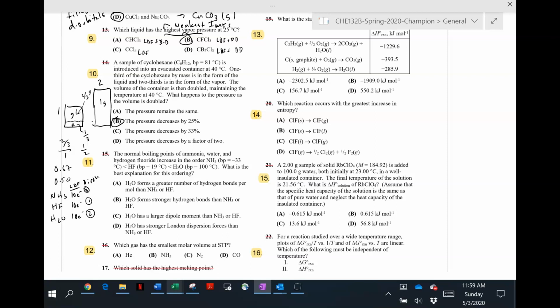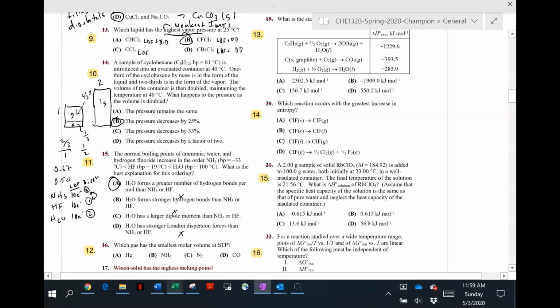So I think that HF having a stronger dipole force probably explains HF having a higher boiling point than ammonia. But the much higher boiling point of water is probably going to have to be explained by hydrogen bonds. So again, I'm going to go with A on this one. They can all hydrogen bond, but water's got 2 hydrogens and 2 lone pairs for each molecule, so it can do a lot of hydrogen bonding. Water doesn't have a stronger London dispersion force. Water doesn't have a larger dipole force. And I don't think the hydrogen bonds are stronger. There's just more of them.